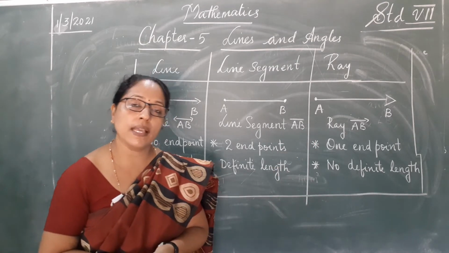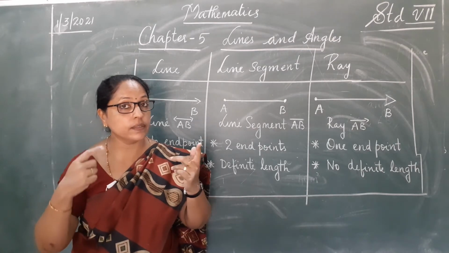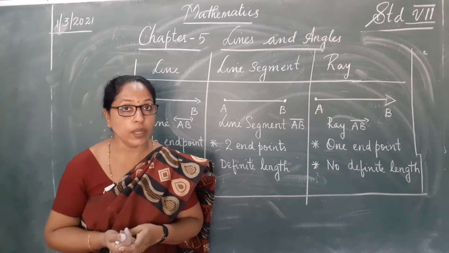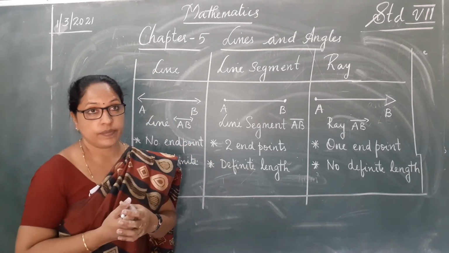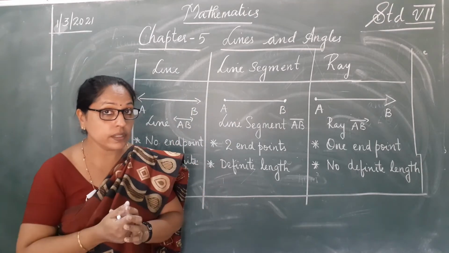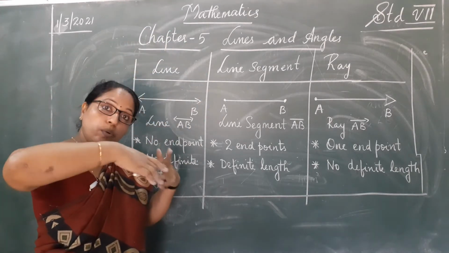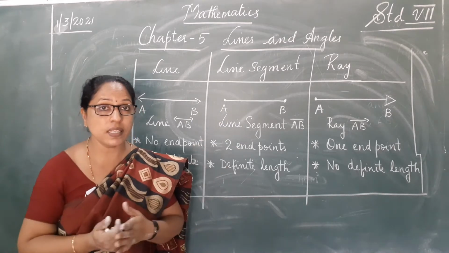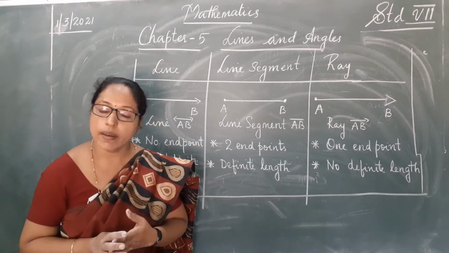Okay. So can you say an example for a line from the surroundings? Come on, just think. Observe the objects around you which are similar to a line. Yes, have you seen the electric cables, electric wires going on? Yes, that's an example for a line. A road is never ending, so it's an example for a line. Cable wires, railway tracks, all these are examples for a line.